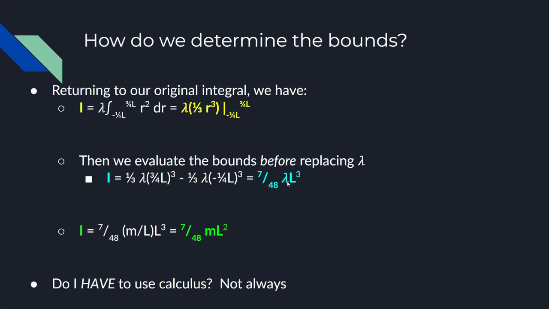7/48 lambda L cubed. Now that I get to this point, I can then take it that one step further, replace lambda with m over L, and the L's cancel out, and end up with 7/48 ml squared.